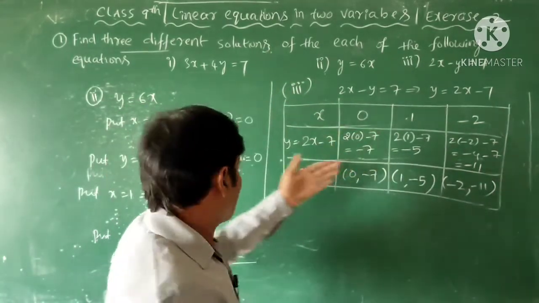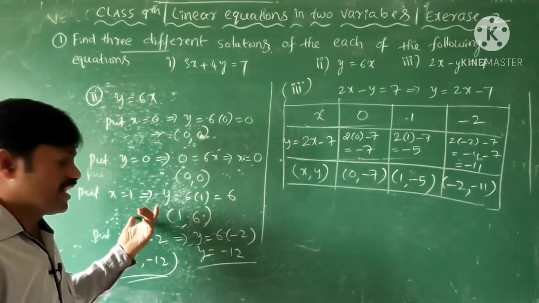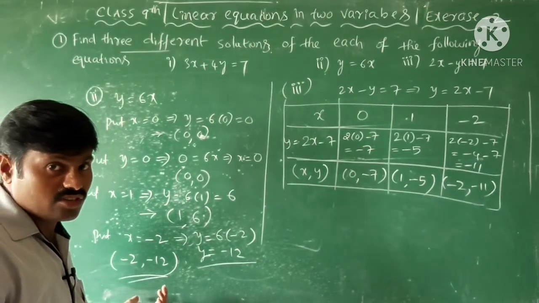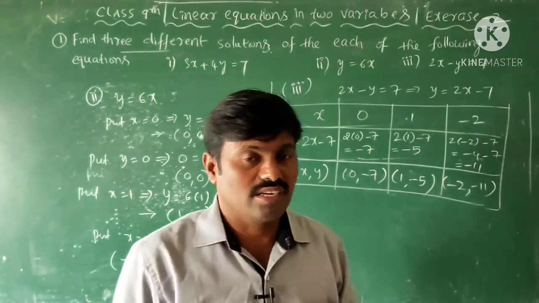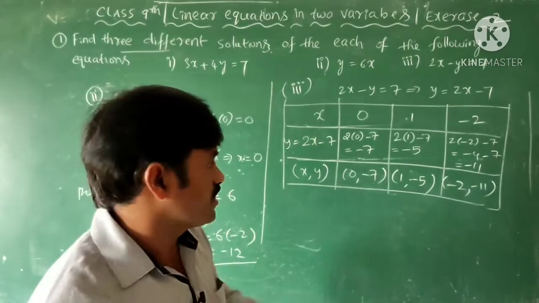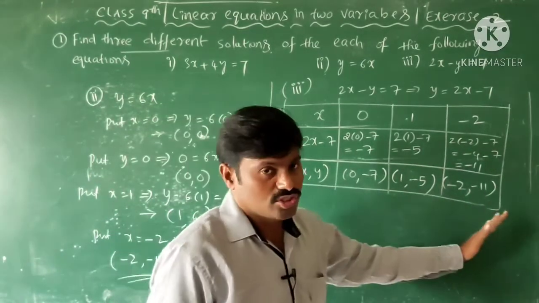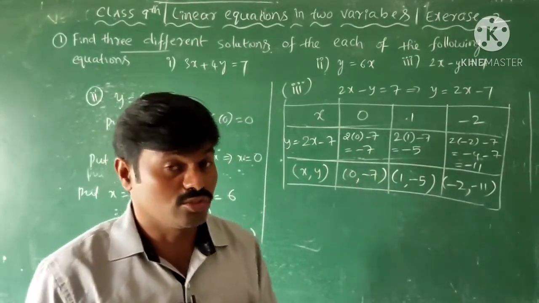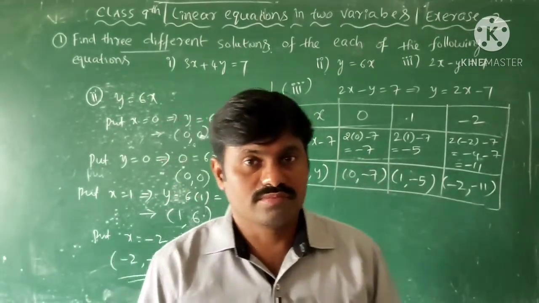Here we have taken x value 0 for one solution, and to get the second solution we have taken y value 0, and to get the third solution we have considered any value of x, and we got the corresponding y value for it. Okay, clear. So this is another approach to find the different solutions of a given linear equation in two variables. This method we followed while drawing the graph.